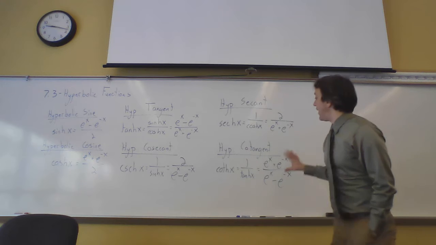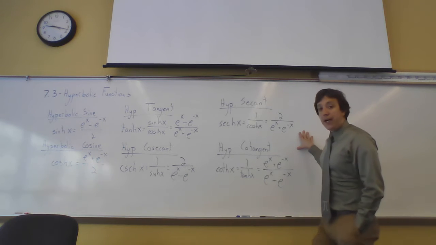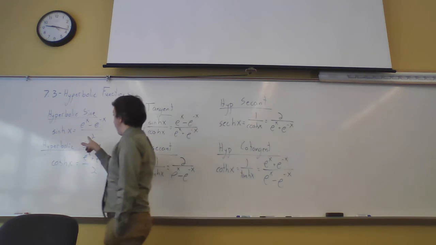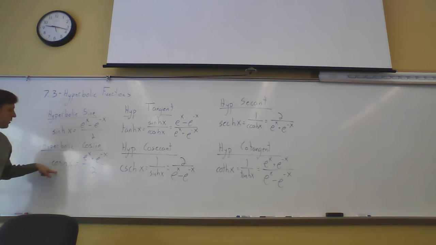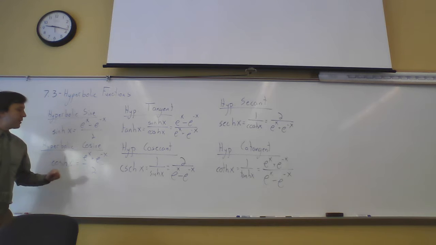So I have all these definitions. You can find these in the book we're using as well. Hyperbolic sine is e to the x minus e to the negative x over 2. Hyperbolic cosine is e to the x plus e to the negative x over 2.